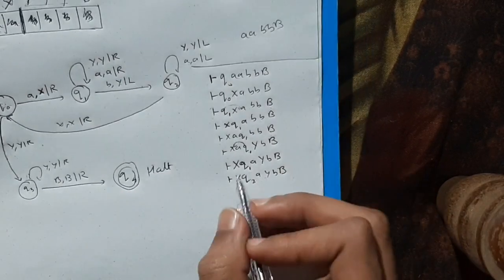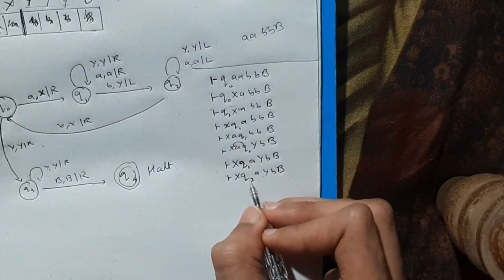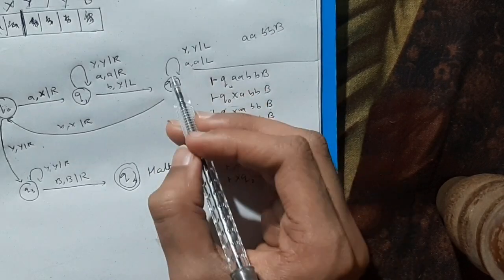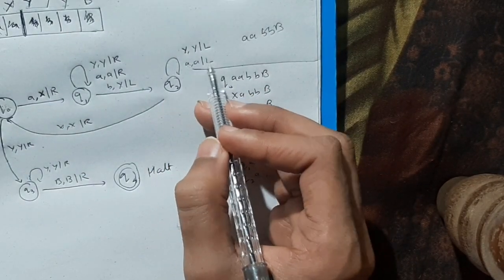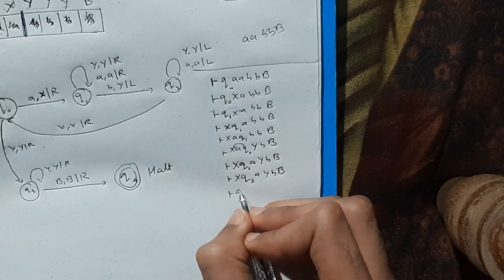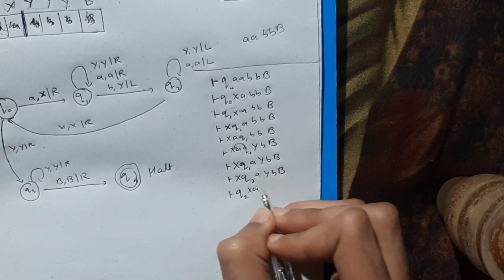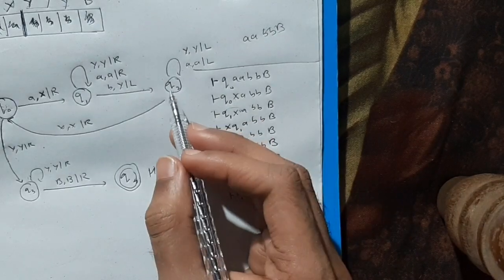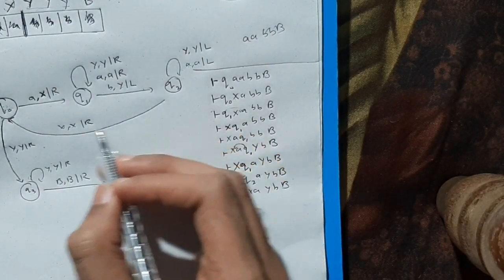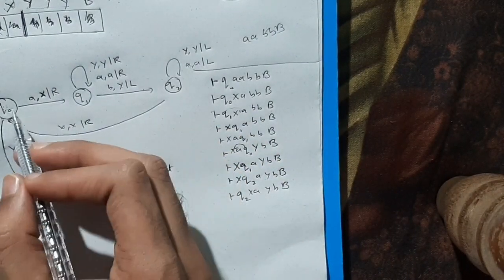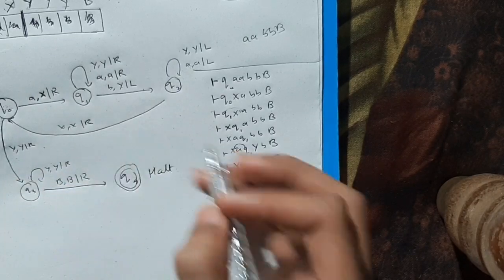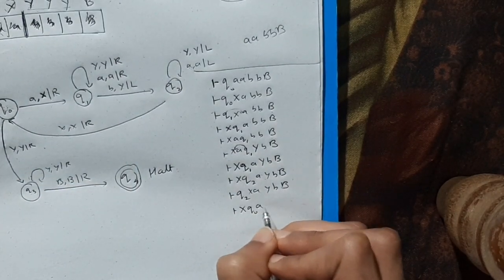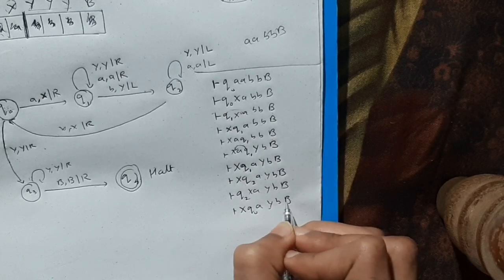Okay. So this is how we do the transition, and then I'll see q2 on a. q2 on a is again the same thing, a a L. So I'll just write here q2 x a y b. Then q2 on x. What is q2 on x? q2 on x is the same thing, x only. q2 will become q0 and it will move to the right. So I'll just write here x q0 a y b.